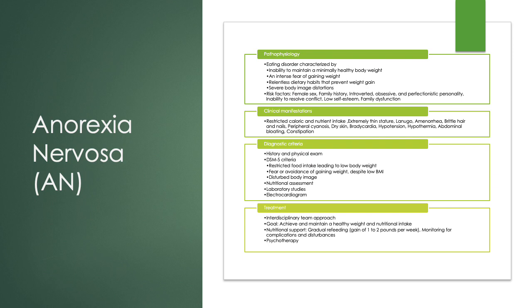So, as far as your risk factors, you have female sex, you have family history, an individual that's introverted, obsessive, may have a perfectionistic personality. They may have the inability to resolve conflict, have low self esteem, or they have familial dysfunction. As far as your clinical manifestations, you have restricted caloric intake, extremely thin stature, lanugo, amenorrhea, brittle hair and nails, peripheral cyanosis, dry skin, bradycardia, hypotension and hypothermia, abdominal bloating and constipation.